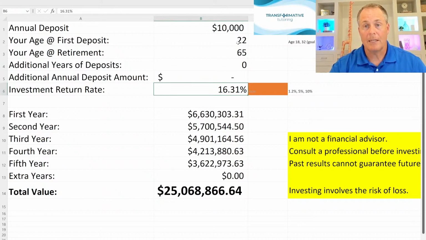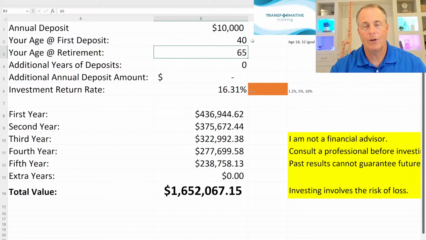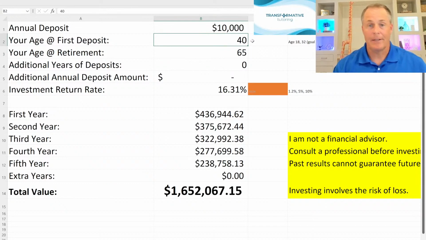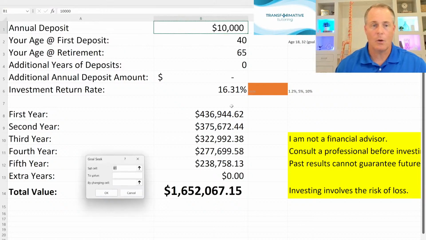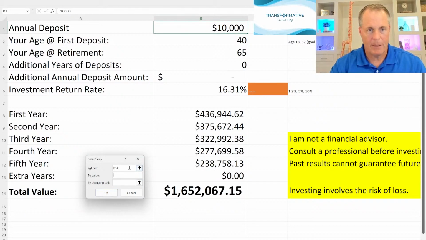Okay, so a couple other things I want to mention. What if you make the mistake of waiting and you only start to put in money when you're 40 years old? And you still want that $25 million because you're like, Kennon showed me how to make $25 million, so I want to see. So let me go in here and show you something called Goal Seek. What I want to do is I want B14 to still be $25 million, but I want to do it by changing B1.